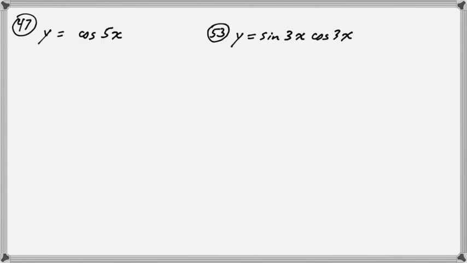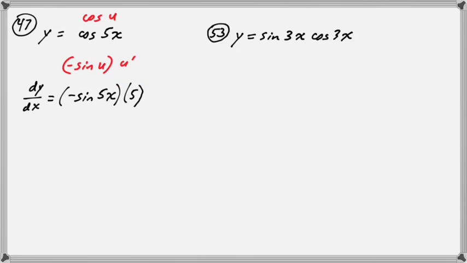From here, I think I'm jumping to some trigs. Yeah, it looks right. So the derivative of cosine of u, the derivative of cosine is negative sine times u prime. So basically, the derivative of cosine is negative sine of the same angle times the derivative of the angle. So your answer would be negative 5 sine of 5x.